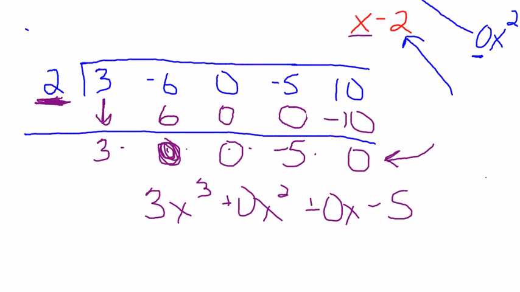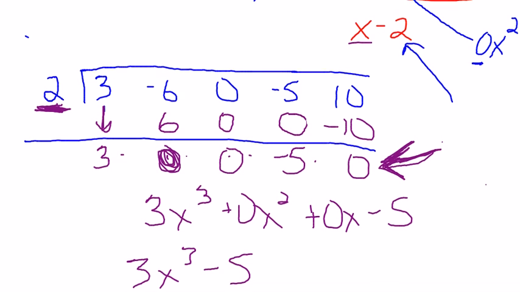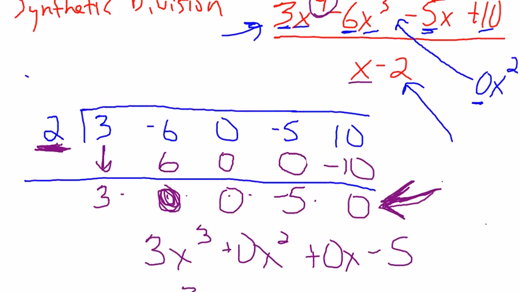We wouldn't actually write it like that because it doesn't really do much for us. We don't want to have all that extra stuff. So what I would really write is 3x cubed minus 5. Now, I have no remainder because of this guy being 0. If that was like a 7 or something like that, then I would have a remainder of 7, and that would mean that it wouldn't evenly divide. But with this particular example, it would divide in.